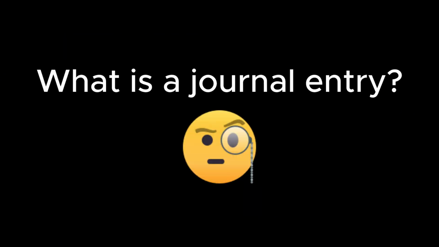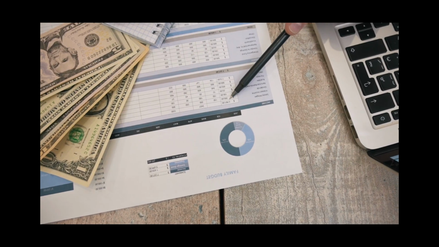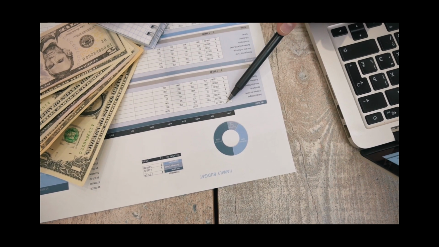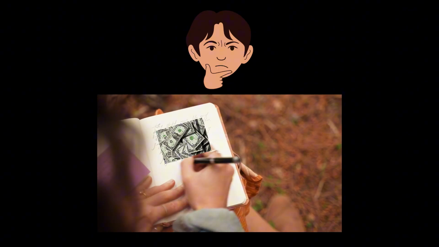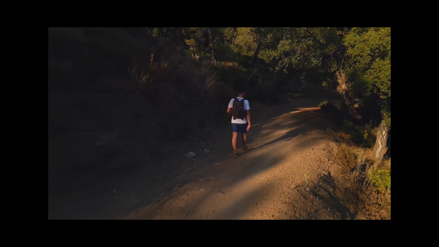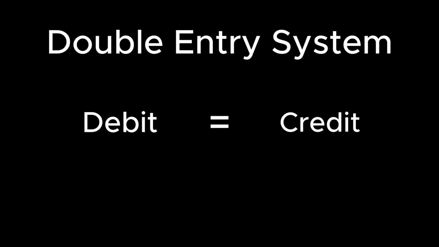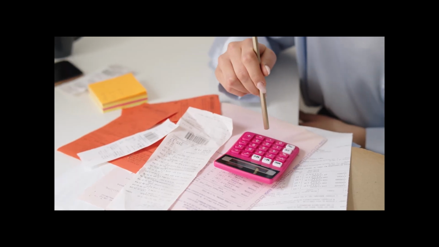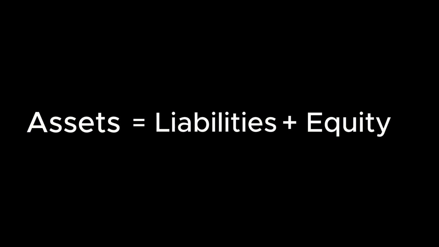So what is a journal entry? A journal entry is how we record financial transactions in accounting. Think of it as your financial diary. It keeps track of where your money is coming from and where it's going. Every journal entry must follow the double entry system. For every debit, there's an equal credit. This keeps the accounting equation, assets equal liabilities plus equity, balanced.